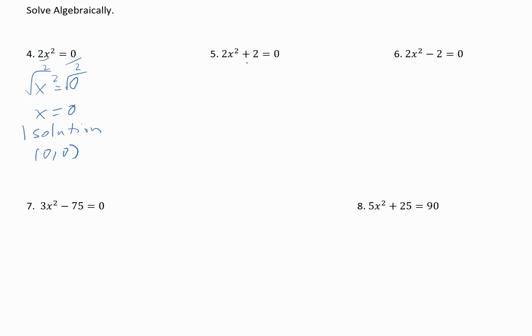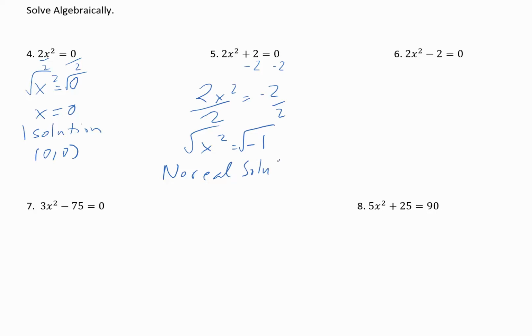Let's go ahead and try this one. I'm going to subtract 2 from both sides. So I get 2x squared is equal to -2. I'm going to divide each side by 2, so I get x squared equals -1. If I take the square root, I can't take the square root of -1. It's an imaginary number, which means there is no real solution, because you would get an imaginary number, not a real number.